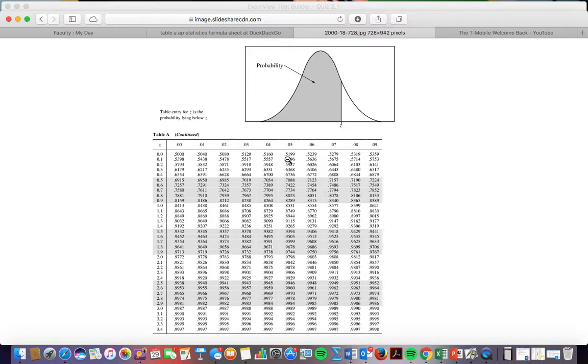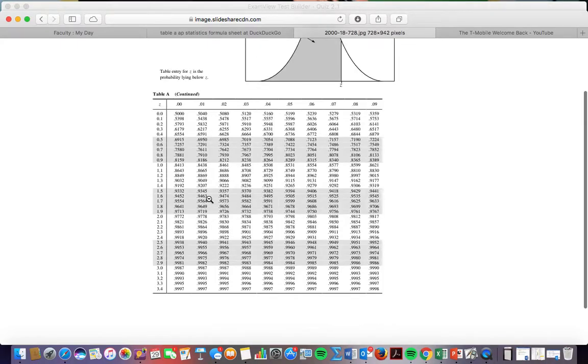Okay? So ours is 1.0, right? We know that it's 1.0. So to do this, we go to the z-score of 1.00. Do you see that? And what does that correspond to? 1.00 corresponds to 0.8413. Okay?